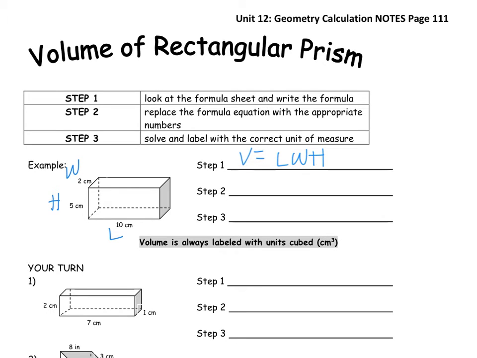So even if you labeled yours differently, it's really not going to matter as long as you plug every number into the formula, because we know that multiplication is commutative. Okay, so we'll write 10 times 2 times 5. Okay, so 10 times 2 is 20, 20 times 5 is 100. Because we have volume, we have 3 dimensions here, so we cube the unit. So 100 centimeters cubed.